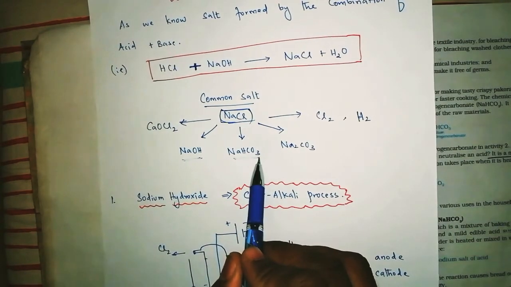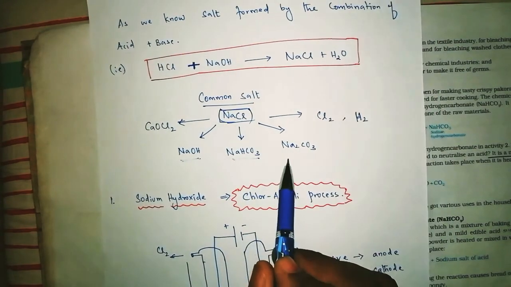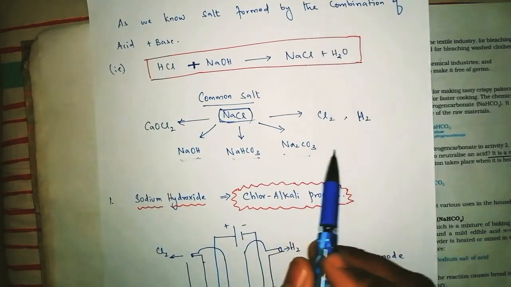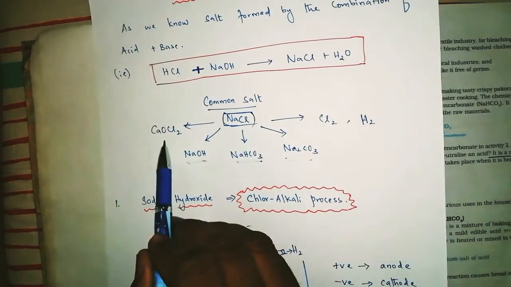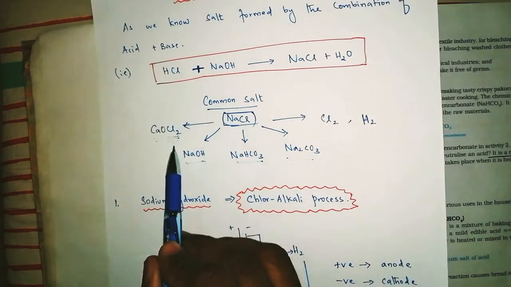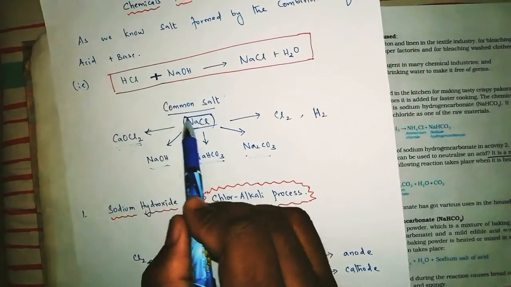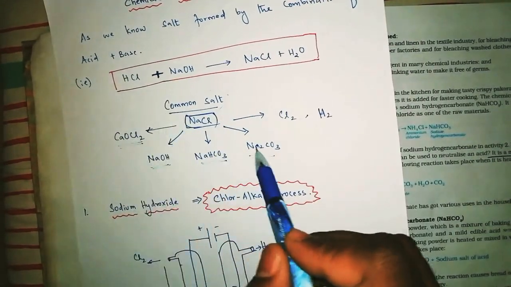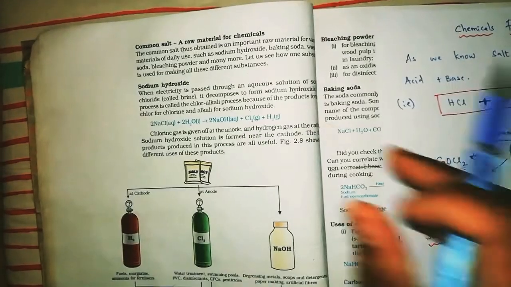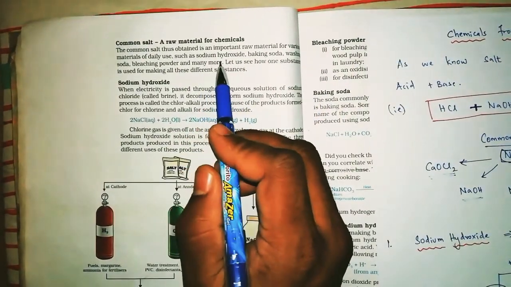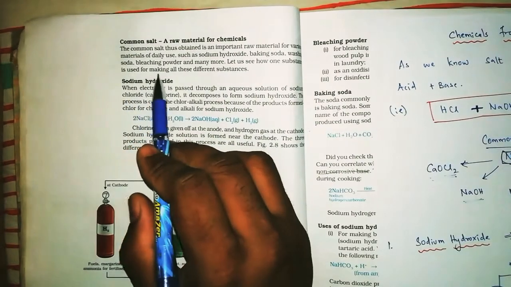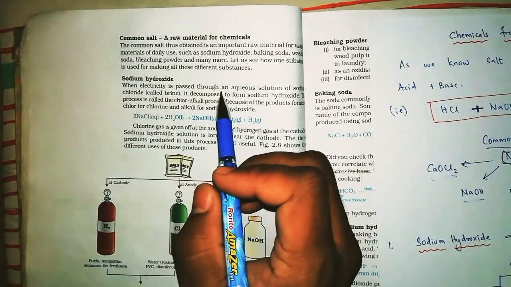This is baking soda, which is used in our home. Washing soda, chlorine gas, hydrogen gas, or bleaching powder. You know, using only common salt, we are preparing enough amounts of things. That means sodium hydroxide, baking soda, washing soda, bleaching powder, and many more.